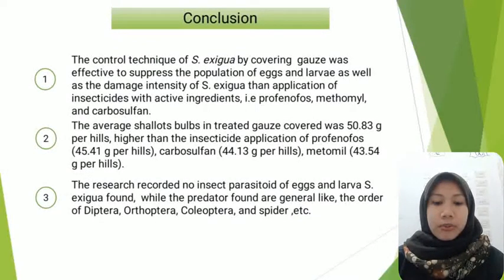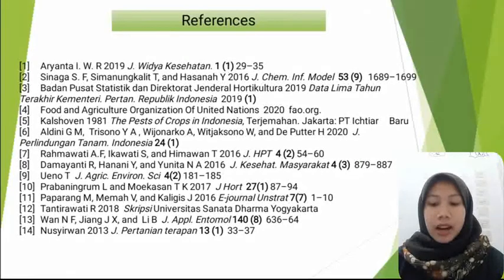The average shallot bulbs in treated gauze cover was 50.83 grams per hill, higher than the insecticide application of profenofos, carbosulfan, and metomil. Number 3. The research recorded no insect parasitoid of egg and larva of Spodoptera exigua found, while the predators found are generally of the orders Diptera, Orthoptera, Coleoptera, and spiders.